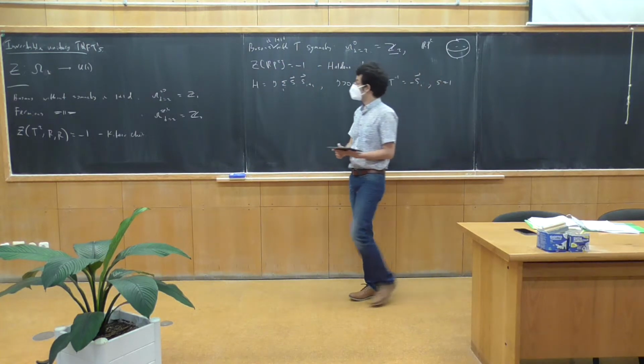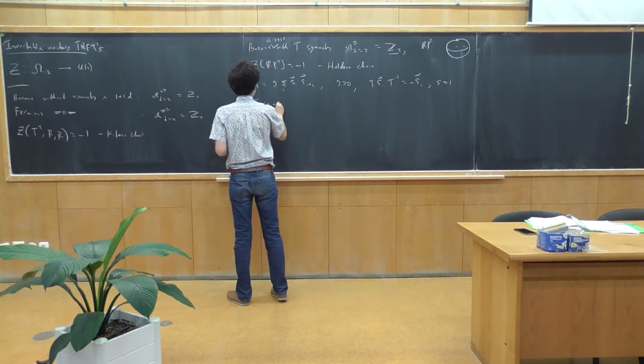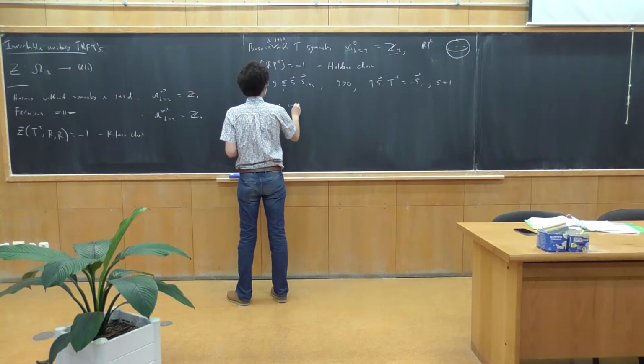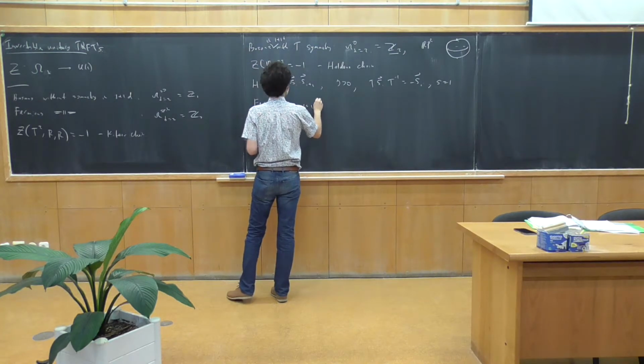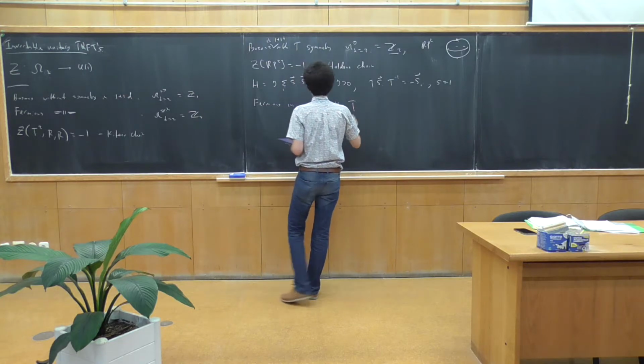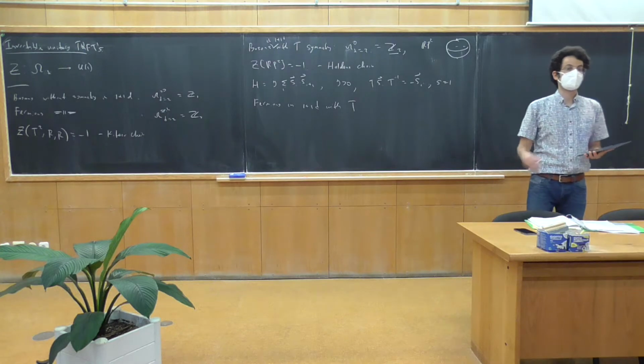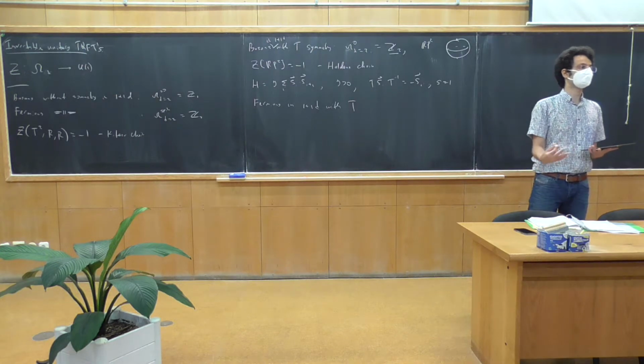All right. What about fermions with time reversal? For fermions, there are two natural time reversal symmetries.